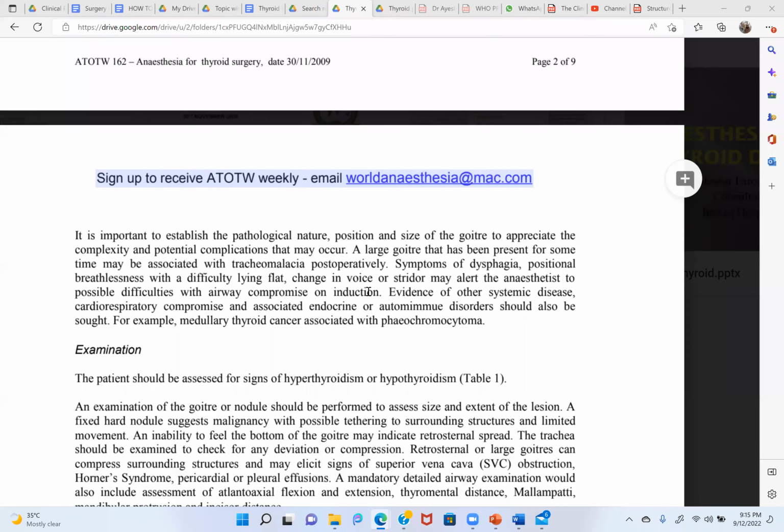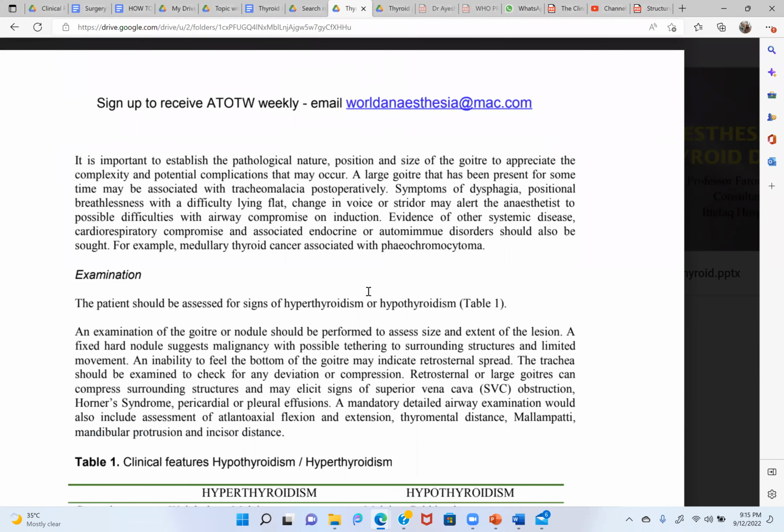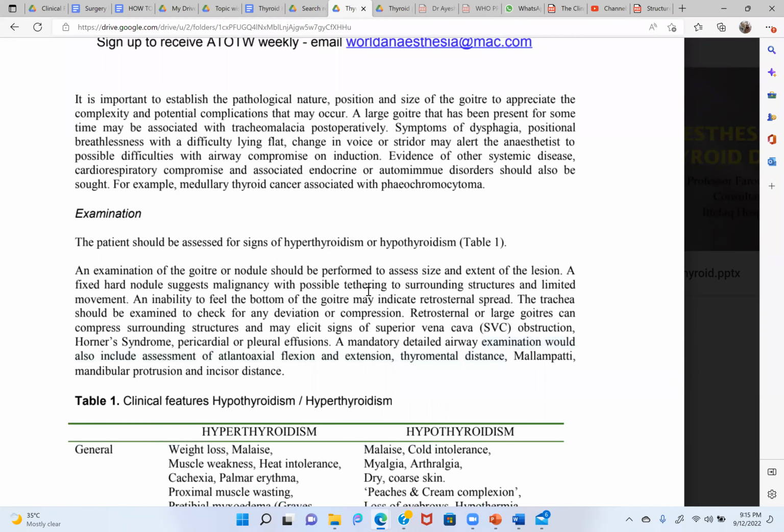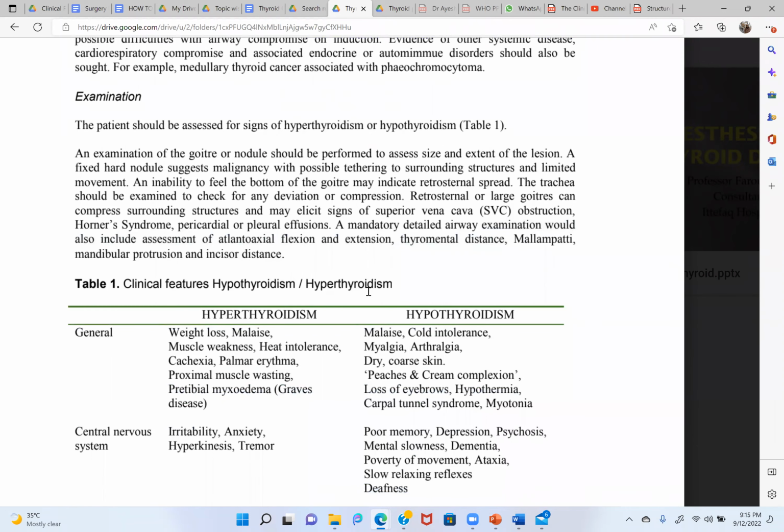Now, if you are looking at the examination, as I told you, the signs of compression will be the same. Whatever they have written here, retrosternal and all this, will be the same. The only difference with reference to hyperthyroidism is that you will find some tachycardia and some specific signs like tremors. So this will be a little bit different. What other examination findings will you get in hyperthyroidism or hypothyroidism?